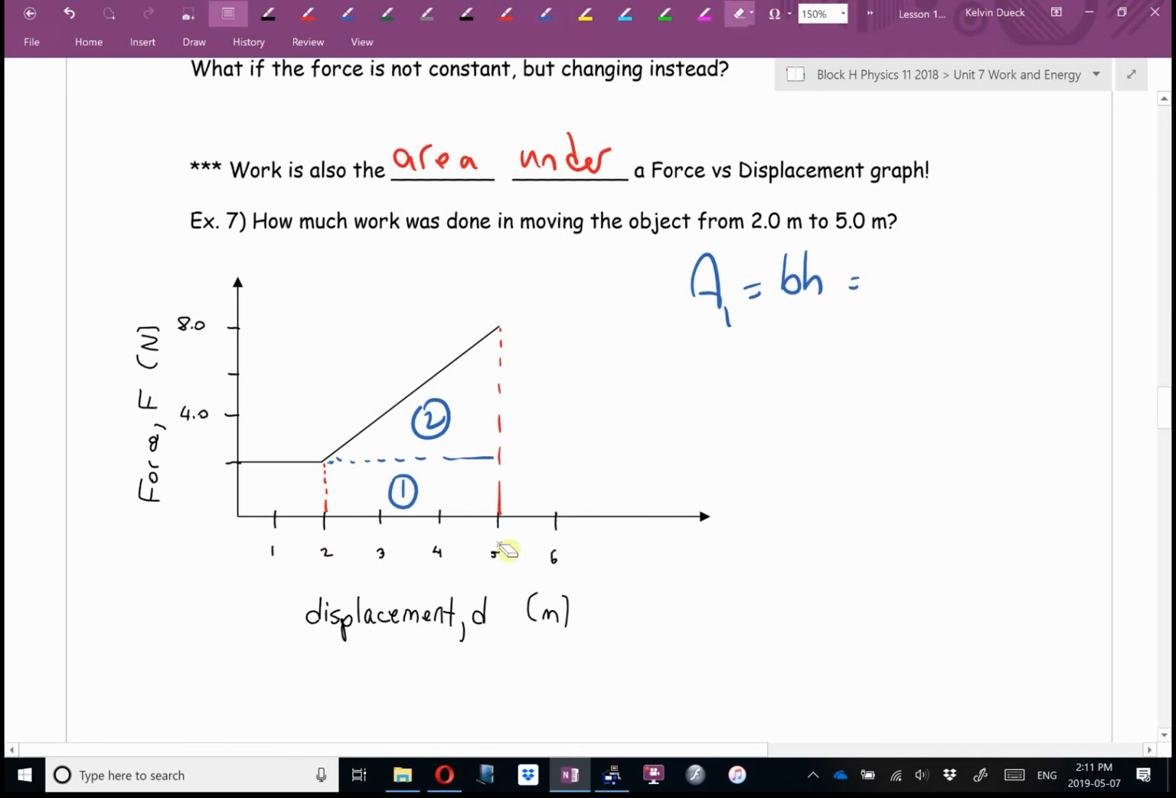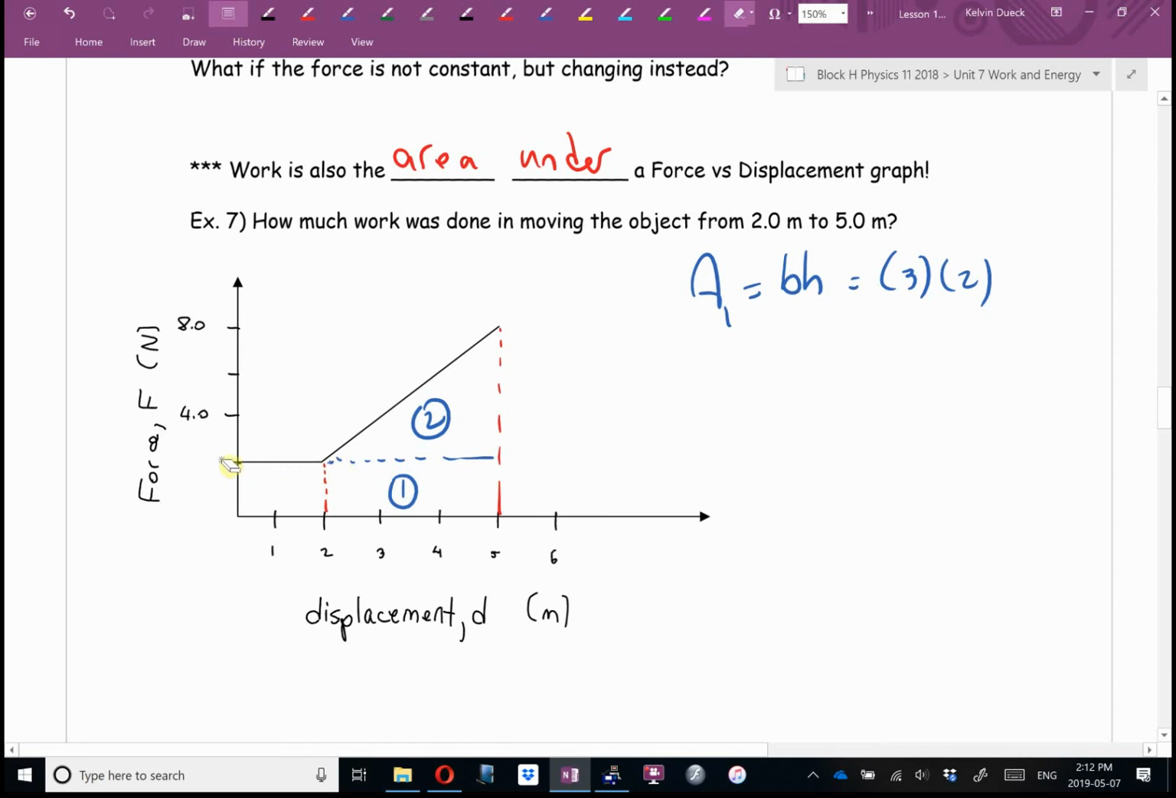How long is the base of this rectangle? Please don't say 5. Look at the numbers carefully. How long is the base of this rectangle? 3. What's the height of this rectangle? Please don't say 2. Look at the scale. Please don't say 1. Oops, gave it away. Look at the scale carefully. It's 2. Yes, because each square is worth 2. Oh, by the way, Ryan, at 2 meters, how big is the force in newtons?